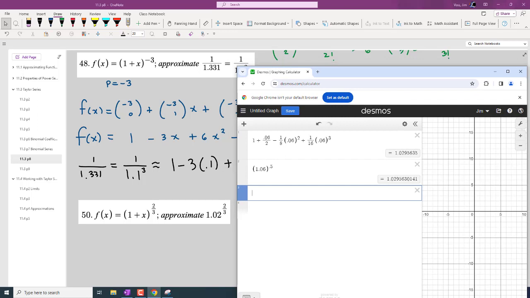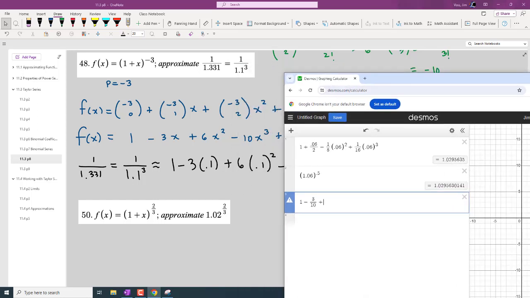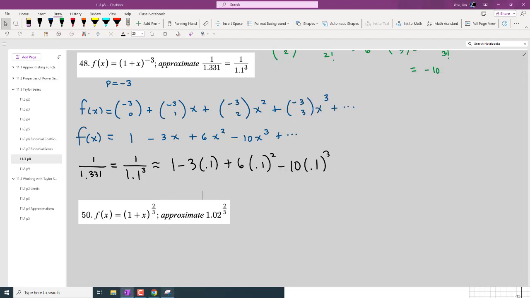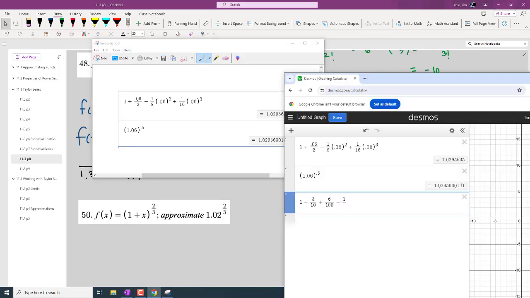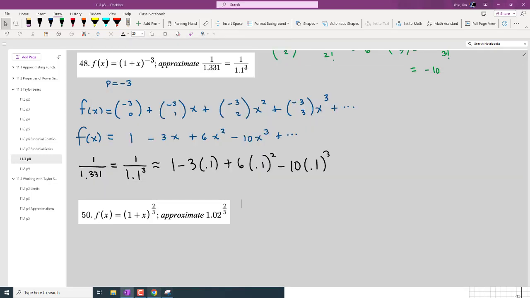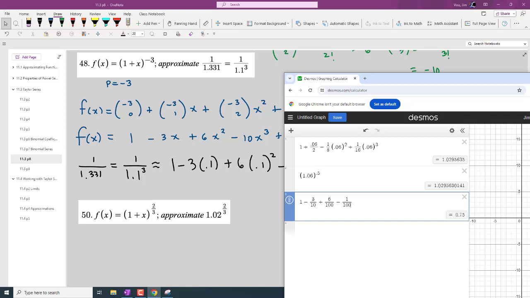Let's see, is there a shortcut? Not. 1 minus 3/10 plus 6 over 100 minus 10 over 1,000... whoops, that one. Was it 10 over 1,000? Or just 1 over 100. It's not bad. There we go.